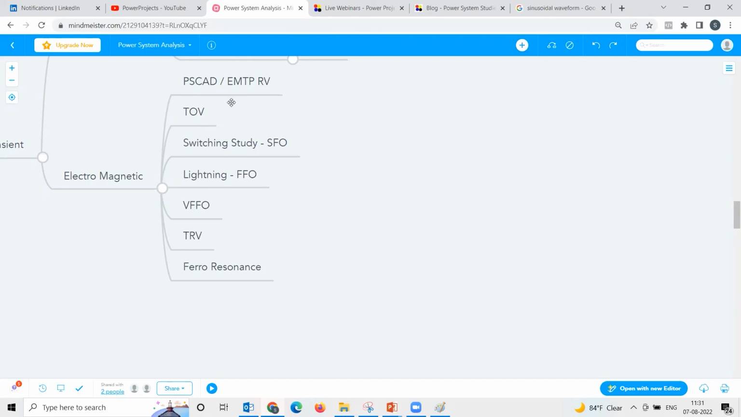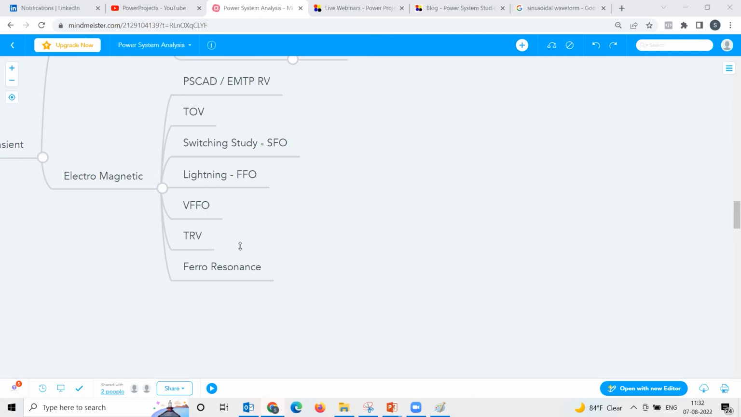It's predominantly PSCAD and EMT-RV. DIgSILENT PowerFactory also has the capability to model the system. DIgSILENT is probably the only tool which has integrated RMS studies with EMT studies. So they have 2 models, RMS simulation and EMT simulation. Of course, the model of EMT simulation might be very expensive.